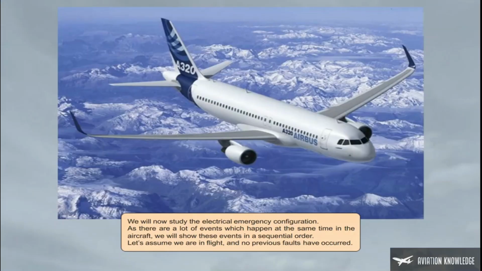We will now study the electrical emergency configuration. As there are a lot of events which happen at the same time in the aircraft, we will show these events in a sequential order. Let's assume we are in flight and no previous faults have occurred.